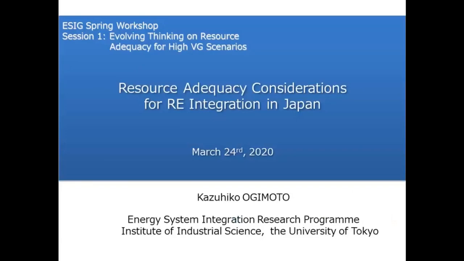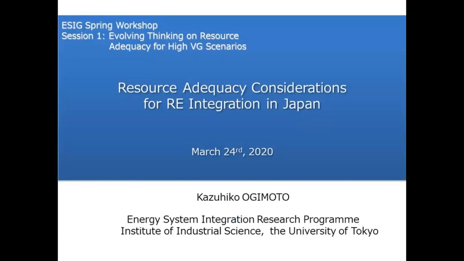Great, so we're going to move from Colorado to Japan. Our next speaker is Ogimoto-san, who is going to talk about some of Japan's resource adequacy challenges and how they are attacking those. A quick background on Ogimoto-san: he is a project professor at the University of Tokyo, and he's been in his present position since 2008 and does research in the field of energy systems integration. He woke up very early to join us today, so we're very grateful to have him, and I'll turn it over to him now.